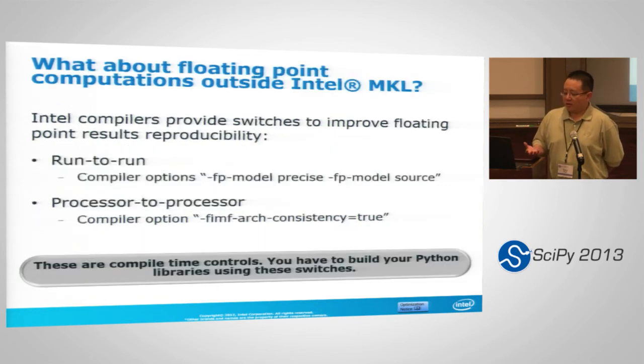What about those floating point computations outside MKL? So say you implement your own sort, right, or something. Well, in that case, Math Kernel Library or other Atlas, they don't help. They cannot help. But you can turn to Intel compilers. Intel compilers have some built-in switches to improve reproducible results from processor to processor and from run to run.